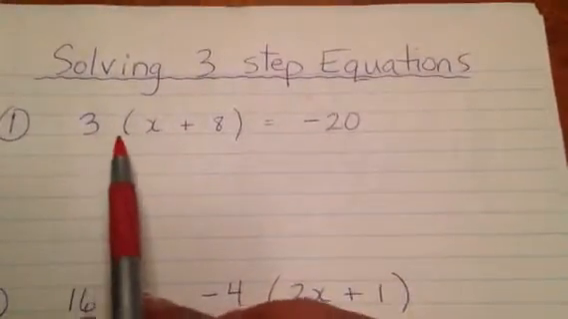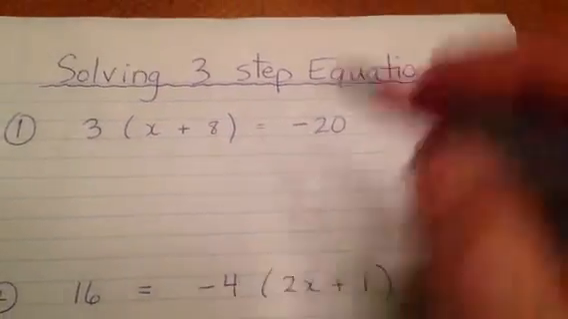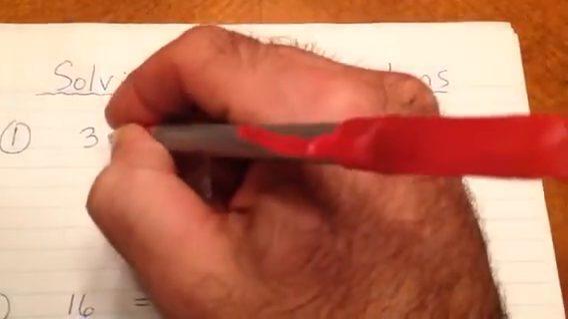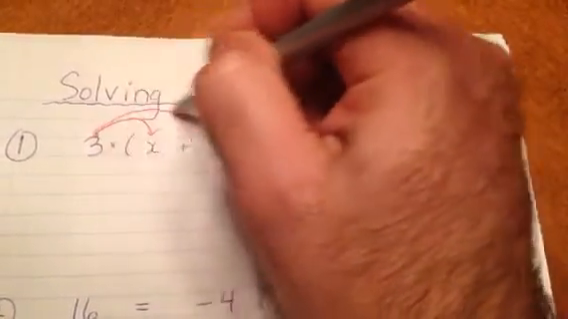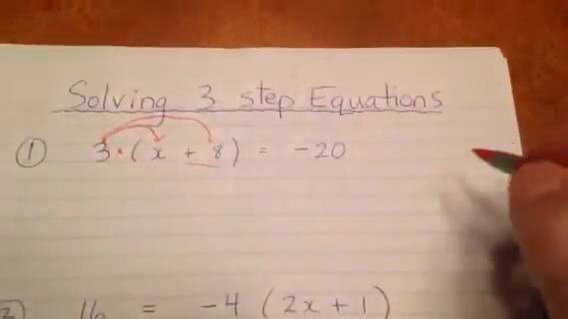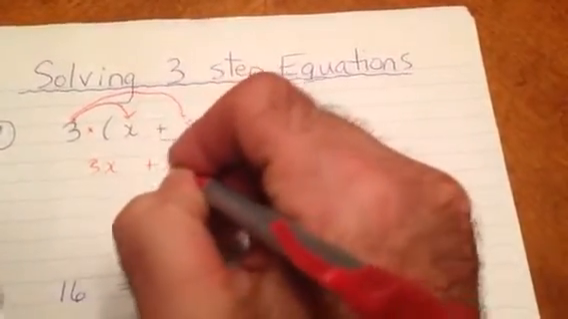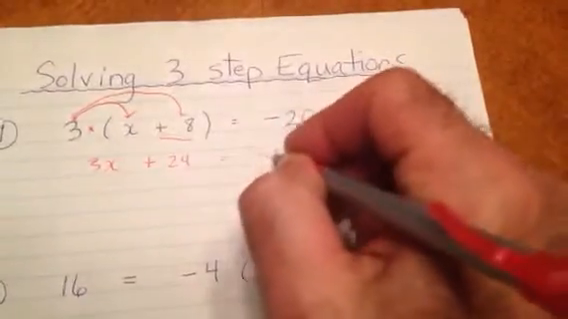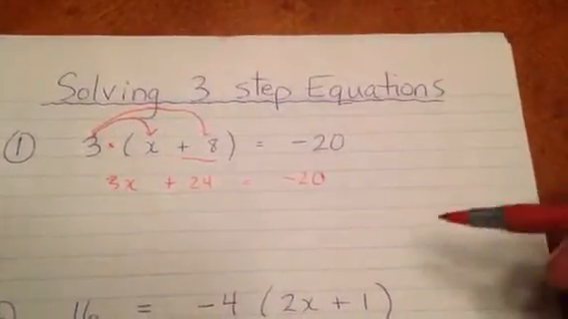We have 3, then in brackets, x plus 8 equals negative 20. From previous lessons, you remember that this means multiply. This number will multiply not only the x, but also the positive 8. So we can rewrite this as 3x plus 24 equals negative 20. From here, this is a two-step equation, what I call anyway.